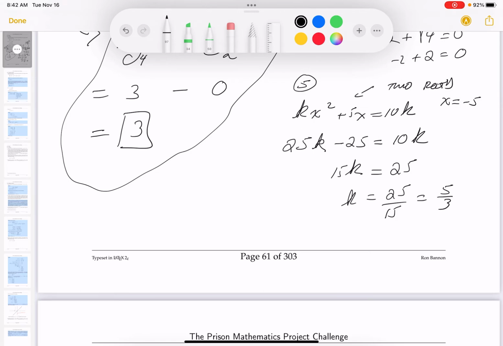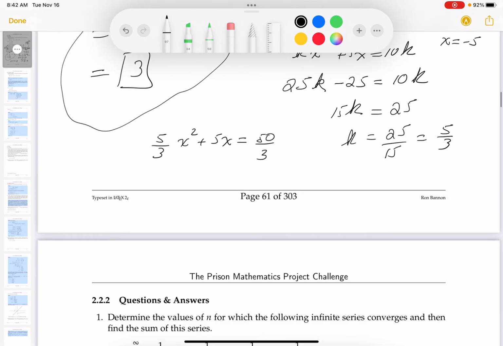So I know my equation now. My equation is going to be 5 thirds x squared plus 5x equals 10 times 5 thirds, which is 50 thirds. Now, I don't like the fraction. What I'm going to do is multiply both sides by 3. All right, let me write that down for you.